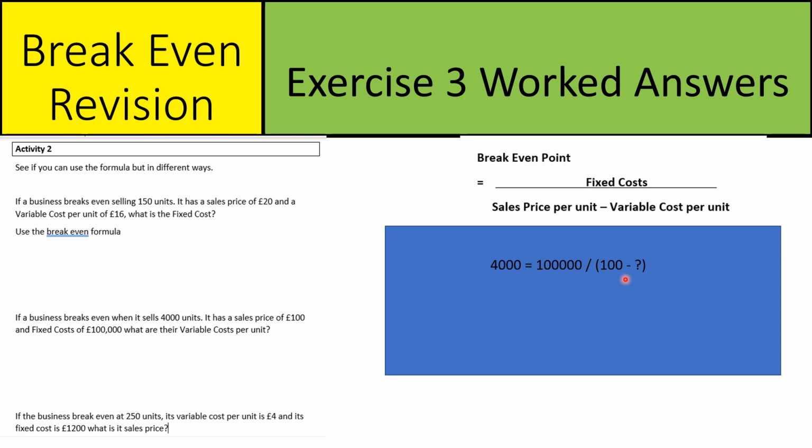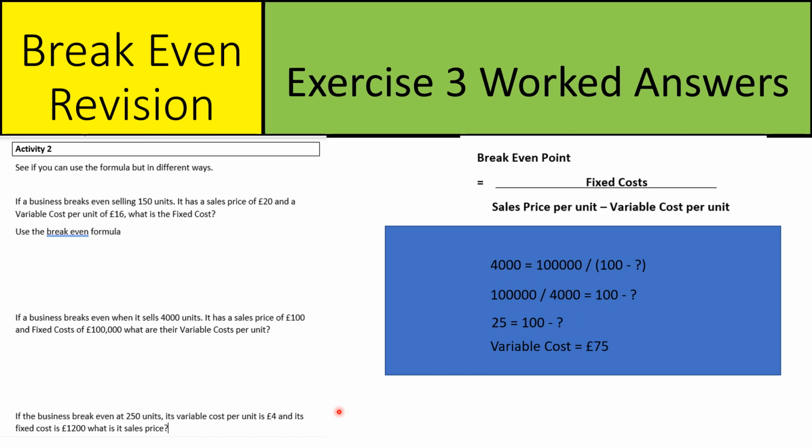So what we will do is, first of all, simplify it and try and isolate that question mark by taking the 100,000 and dividing both sides pretty much by 4,000. So 100,000 divided by 4,000 equals 100 minus something. So 100,000 divided by 4,000 is 25. So 25 equals 100 minus something. So the minus something equals 75. The variable cost is 75.